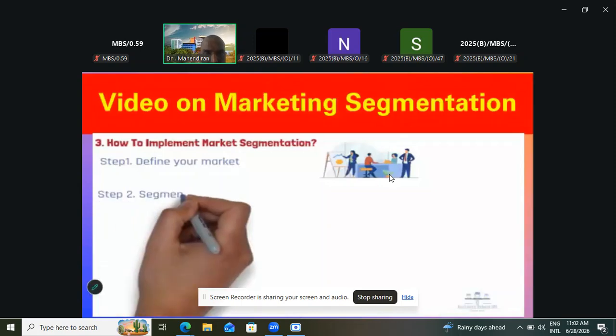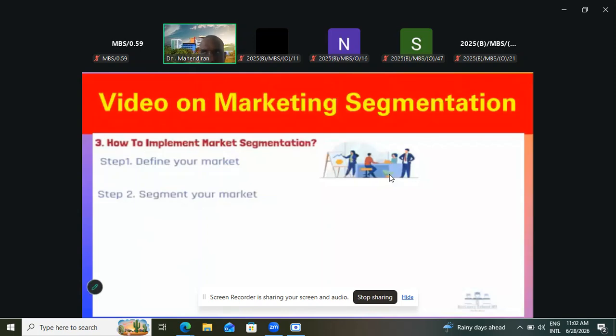Step 2. Segment your market. You need to decide which of the 4 criteria, demographic, psychographic, geographic, or behavior, you want to use to segment your market. You don't need to stick to just one, in fact, most brands use a combination. So experiment with each one and find what works best.